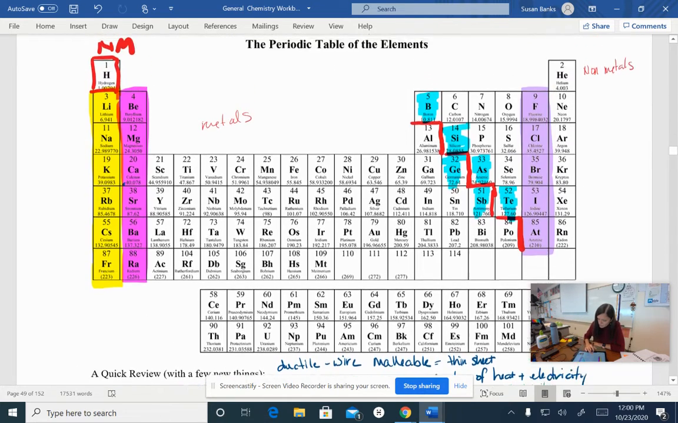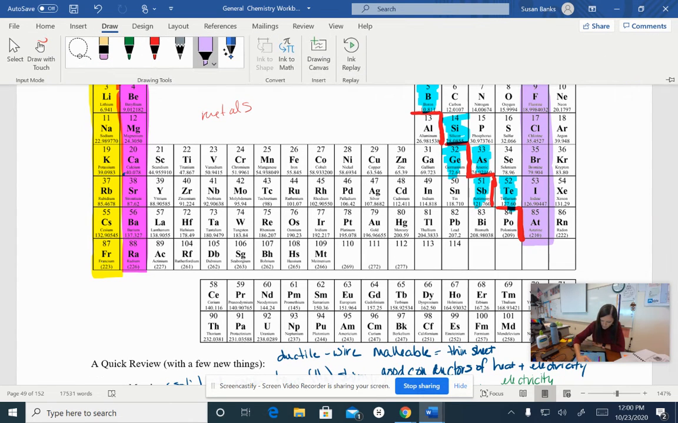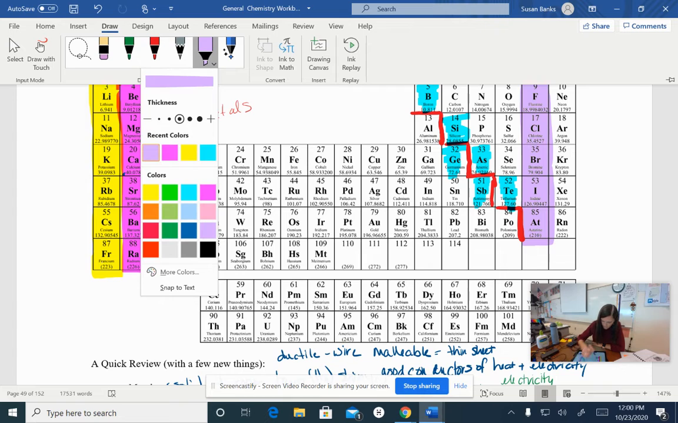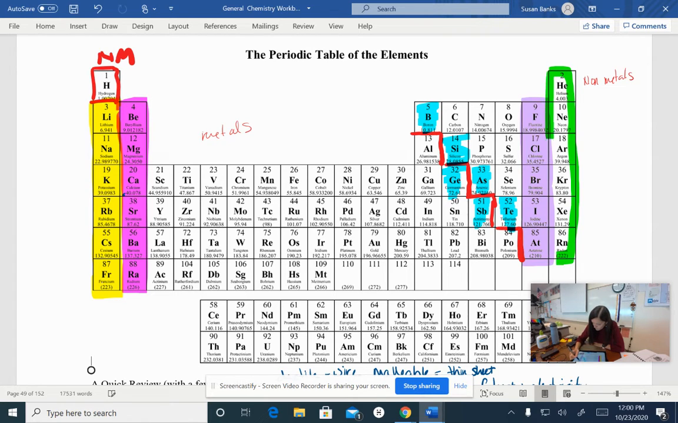And let's do yet another color for them. So I'm going to put them in green. Okay, so our noble gases: helium, neon, argon, krypton, xenon, and radon.